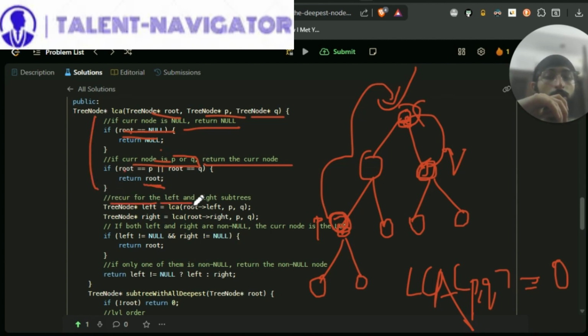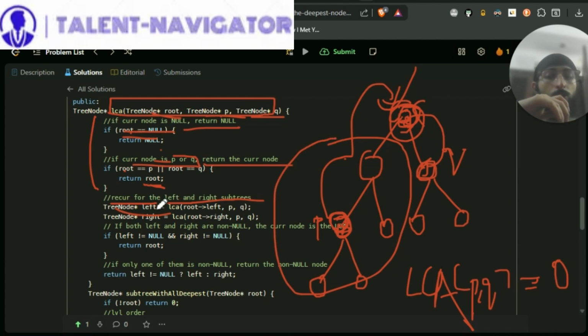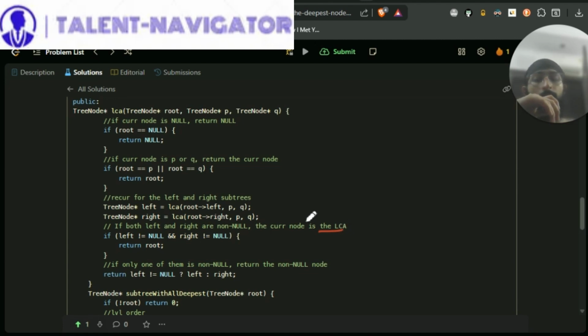Now we recurse for the left and right subtree. For the left subtree, we calculate the LCA of root's left. Initially the function is called on LCA root P Q, but now we go to the root's left, so we call LCA root left and store it into left, and again we call LCA root right. If both left and right are non-null, the current node is the LCA. If only one of them is non-null, then return the non-null node, that would be the LCA.